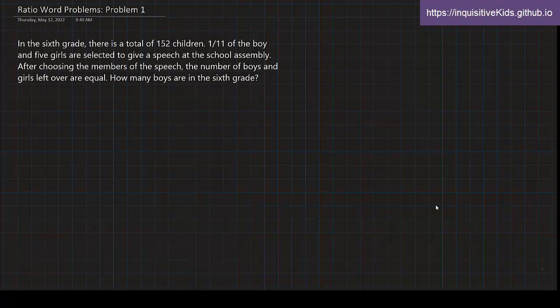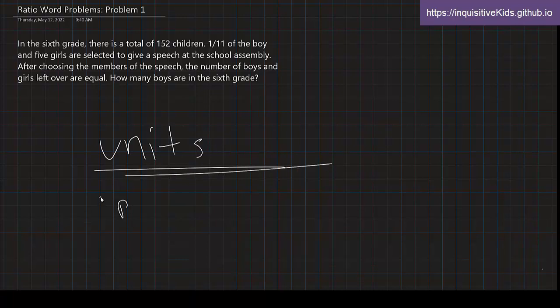So let me first talk about a very important tool that's going to help us solve these problems. And that's going to be called units. Or some people call it parts. So what are units? What are parts? When we're given a relationship, a lot of the times we don't know the exact numbers, but what we do know is the relationship between those two numbers. So a lot of our work will be based on units.